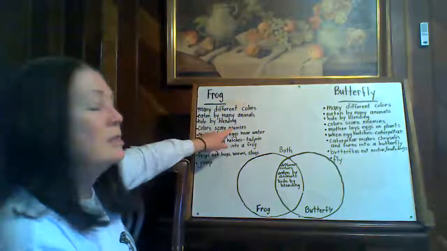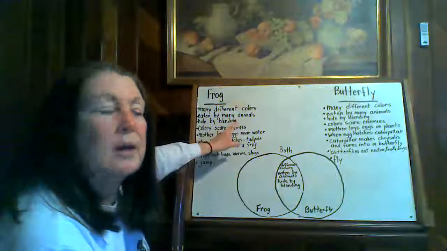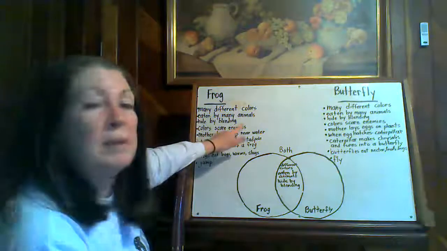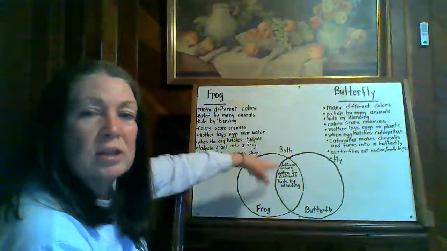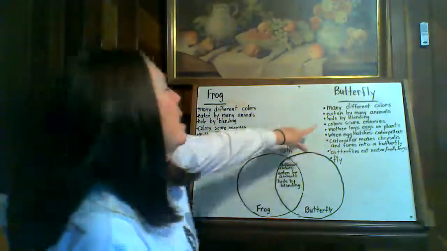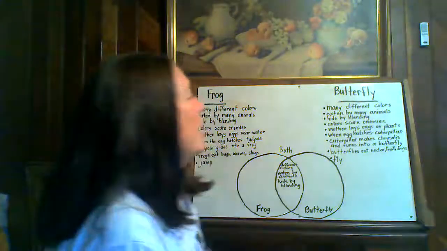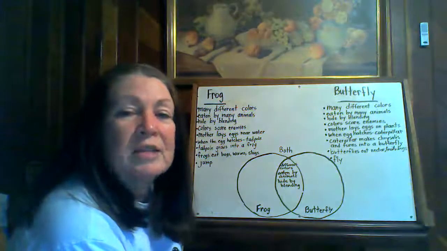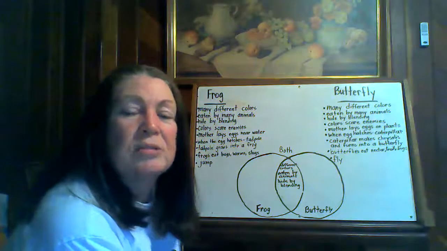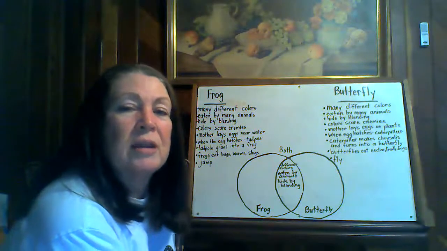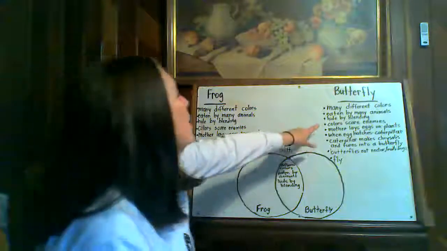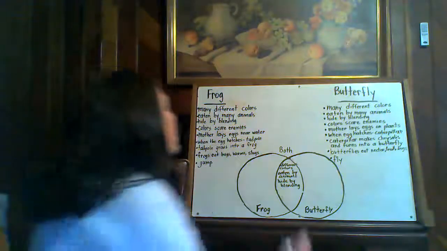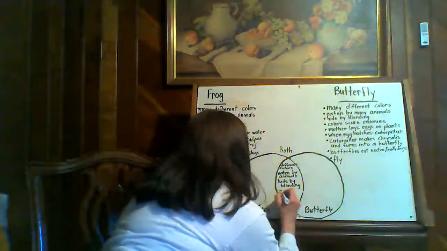Frog's colors can scare its enemies. Remember we talked about how it would tell them, don't eat me, and they would know that they didn't taste good because they were poison. And a butterfly can scare off its enemies because it has those eye spots, so its colors scare enemies too. So that's something else they have that is the same. Their colors scare the enemies.